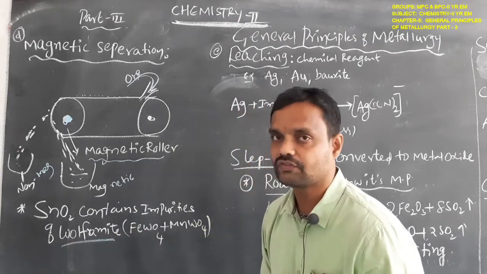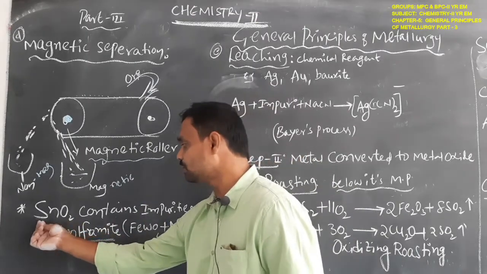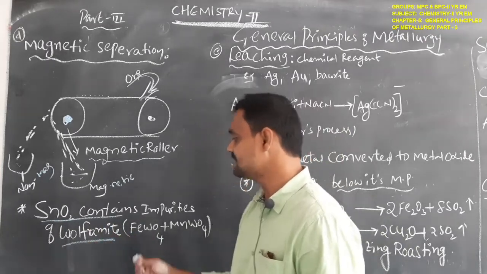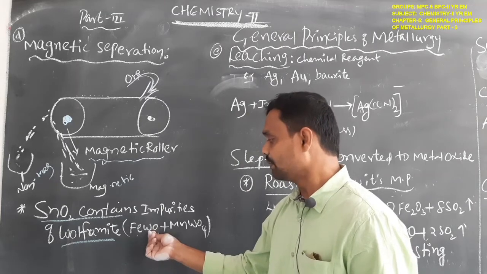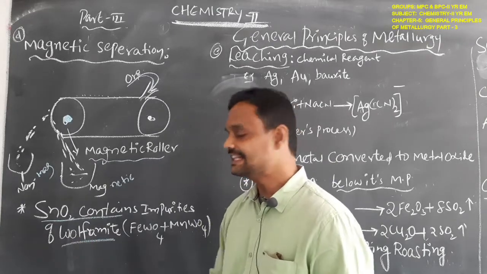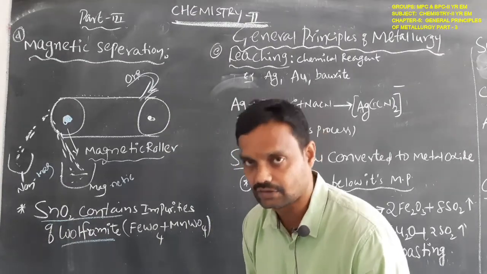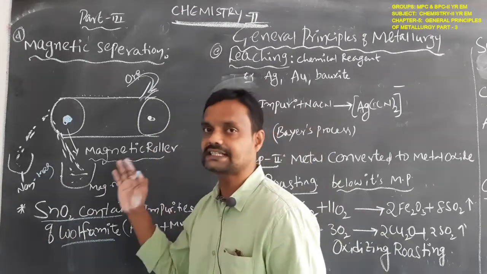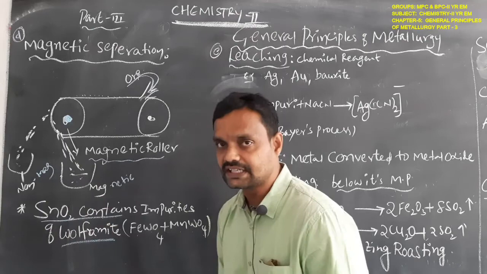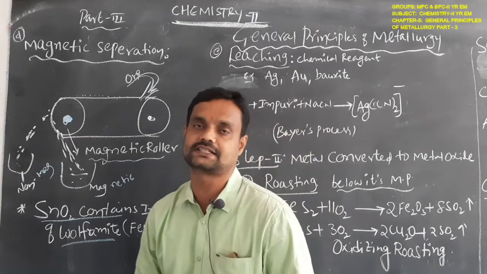wolframite ore. In wolframite ore, SnO2 acts as an impurity. Okay, students. Wolframite means FeWO4 plus MnWO4. This is the chemical formula for wolframite. In this wolframite ore, SnO2 acts as an impurity like gangue. So, by using this magnetic separation method, we can separate the SnO2 impurity from wolframite ore. So, this is the method of magnetic separation.